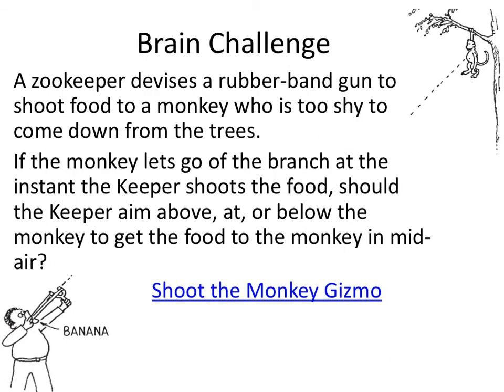What about if the monkey lets go of the branch and does move? At the very second that the zookeeper shoots that banana, the monkey lets go and drops. In that scenario, should the zookeeper aim at the monkey, above the monkey, or below the monkey to get the monkey to catch the food in midair? Pause it here if you need to and make a prediction. We'll talk about the answer when I come back.